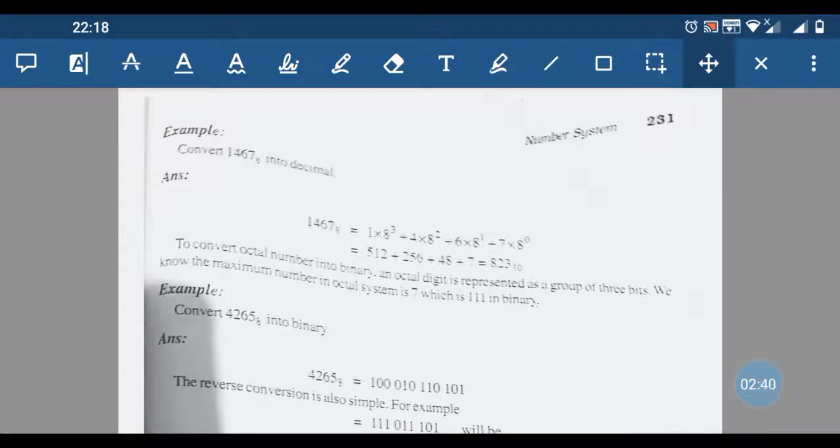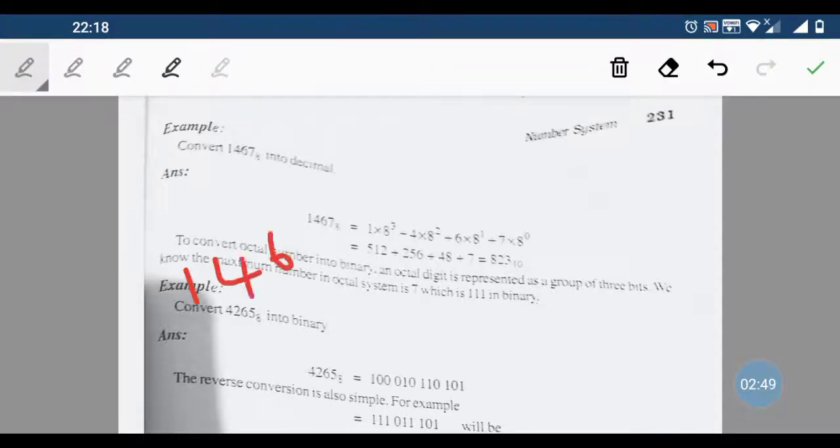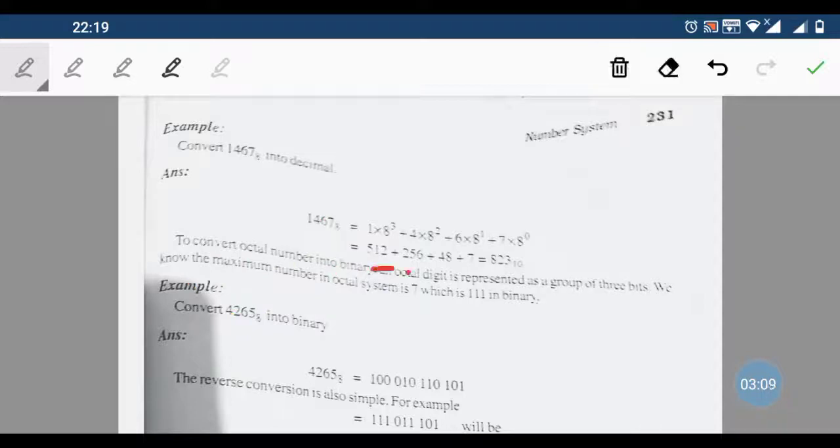By using these methods, we can convert a number into the corresponding decimal or octal form. As an example, let us convert 1467 to the base 8 into decimal. The place values are 8 raised to 0, 8 raised to 1, 8 raised to 2, 8 raised to 3, etc. So 1 into 8 raised to 3 plus 4 into 8 raised to 2 plus 6 into 8 raised to 1 plus 7 into 8 raised to 0. That is 512 plus 256 plus 48 plus 7, so the number corresponds to 823.